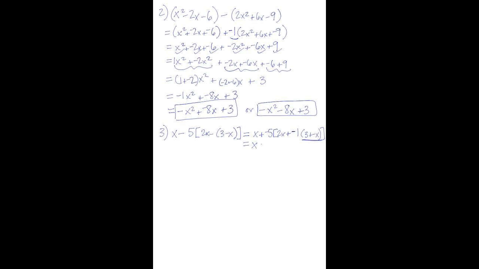So I'm going to copy the rest of this problem exactly as it is, because I haven't tackled any of it yet. But then I want to see if I can get rid of this set of parentheses here. Well, I can do that if I go ahead and distribute the negative 1.